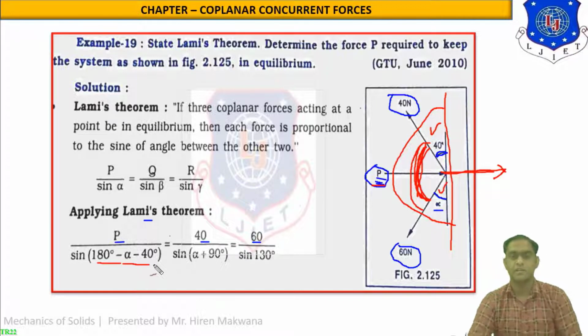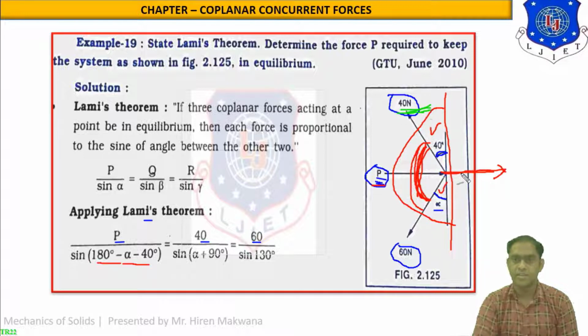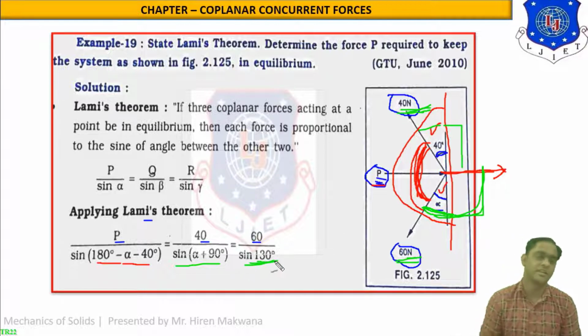Let us change the color. What is the opposite angle of force 40? Here it is force 40 you can see. The opposite angle means the angle between the other 2 forces, which is over here. This is 90 plus this is alpha. So 90 plus alpha is the opposite angle, so 40 upon sine 90 plus alpha. The third force will be 60. The opposite angle of 60 will be 40 plus 90, so it is 130. So 60 upon sine 130 is the third term.